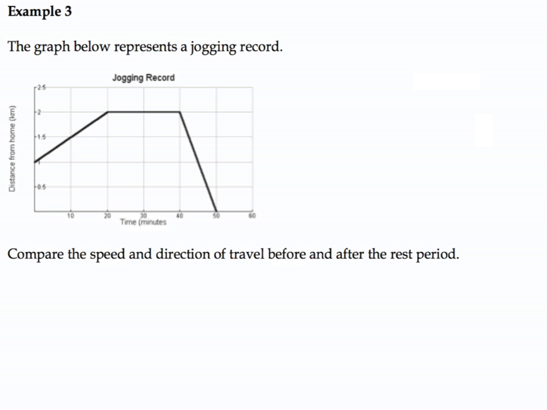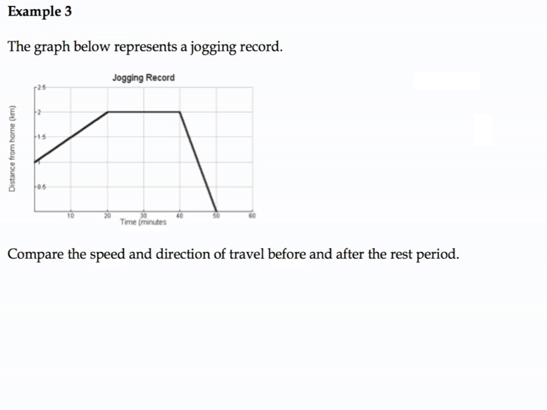It says distance from home. So what's happening from 0 to 20? Is he running towards home or away from home? Away from home, stops for coffee or he's exhausted or he's passed out. And then sprints home. Does he start off at home? No, he didn't. He actually started 1 kilometer from home. Right, so these are the things that we need to be able to do to interpret this.